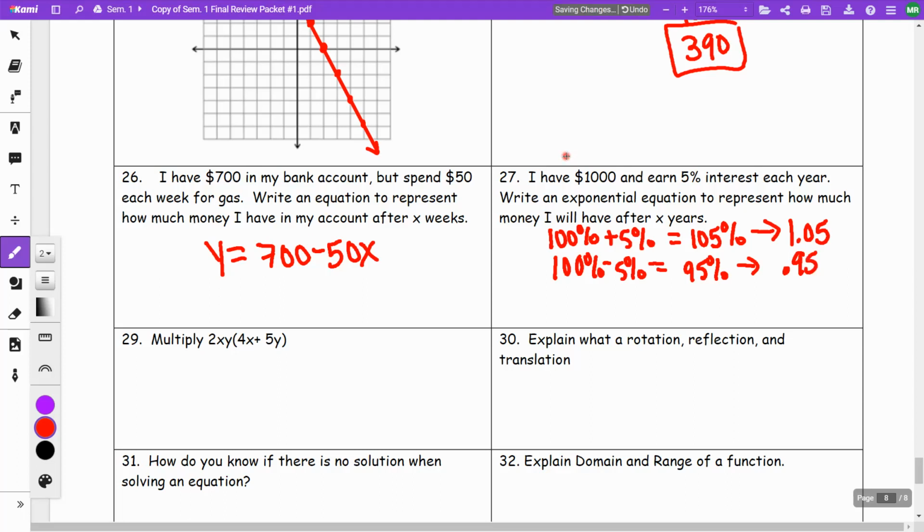Now, we are not losing 5%. We are gaining 5%. So I'm going to start with my 1,000. And every single year, I'm multiplying it by 1.05 to the power x.